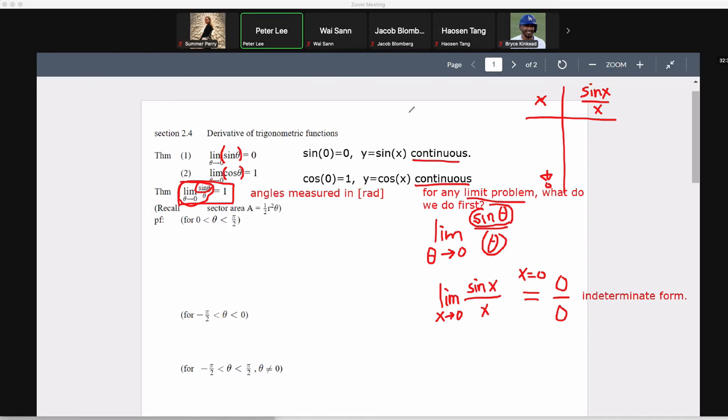10 degrees. What is 10 degrees in radians? Pi radians is 180 degrees. So it looks like this will be pi over 18 radians. So let me write radians here.